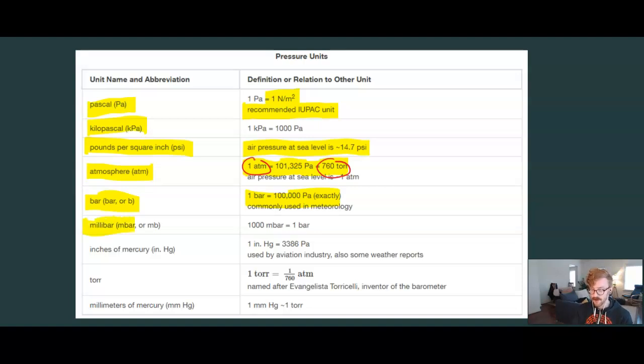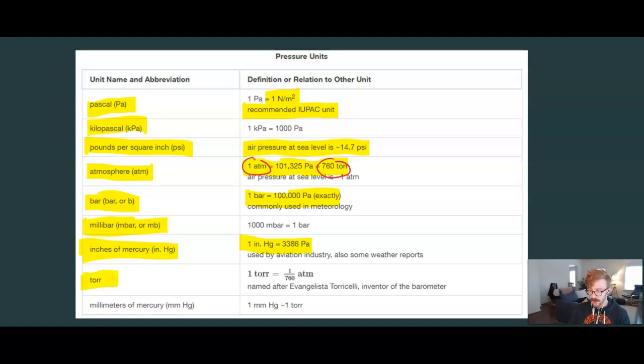A millibar is just the prefix modifier, milli. Inches of mercury is one of my favorite ones just because it's literally the displacement of liquid mercury measured in inches. And that's typically resulting from devices that have been designed to measure pressure, barometers and manometers, and we'll talk about those in a little bit. 1 inch of mercury is equal to 3,386 pascals.